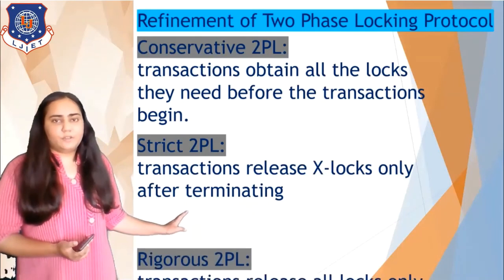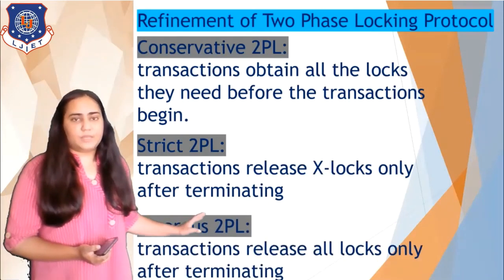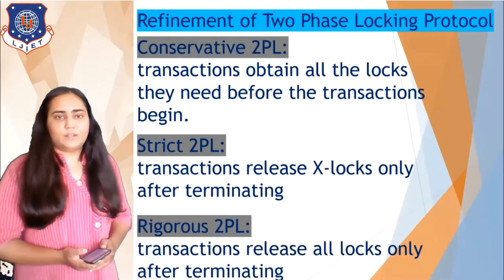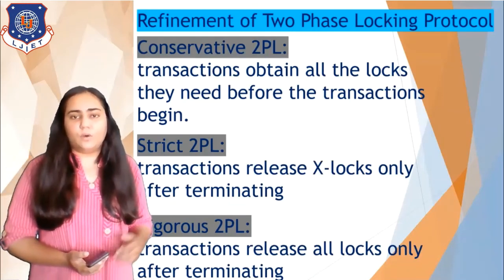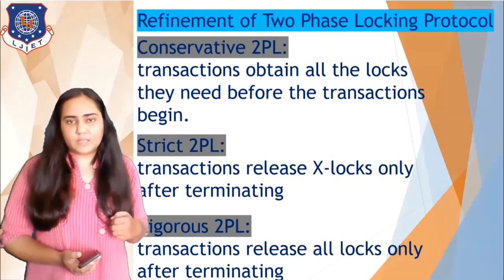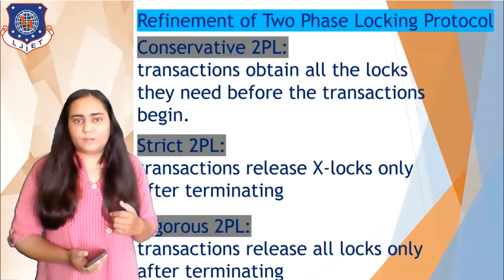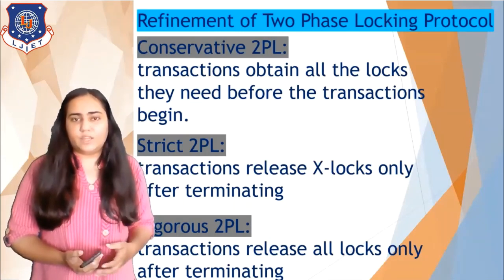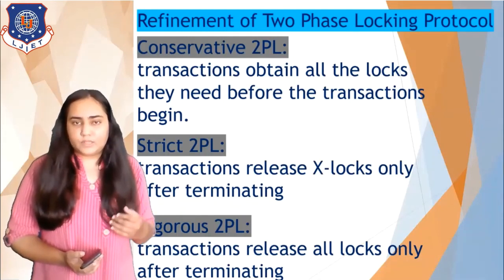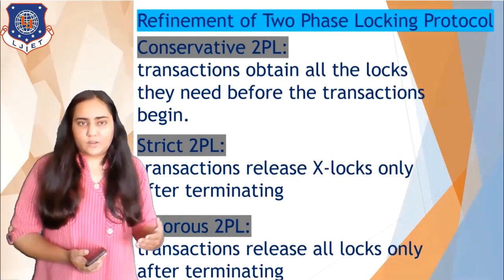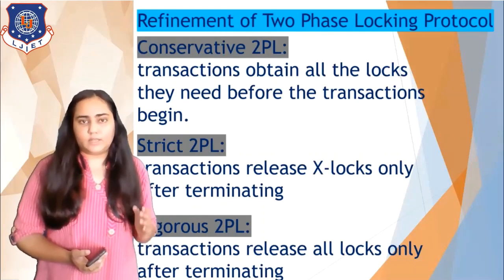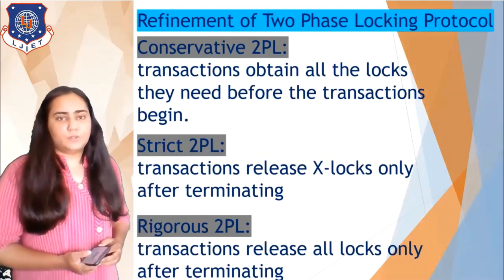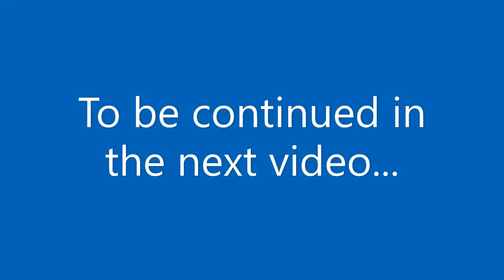And then we have the rigorous 2PL. So in rigorous 2PL, what happens is transactions release all locks only after terminating. So in this case, we are not just talking about exclusive locks, we are also talking about shared locks. So transactions will release shared locks as well as exclusive locks after terminating. That is called rigorous 2PL.